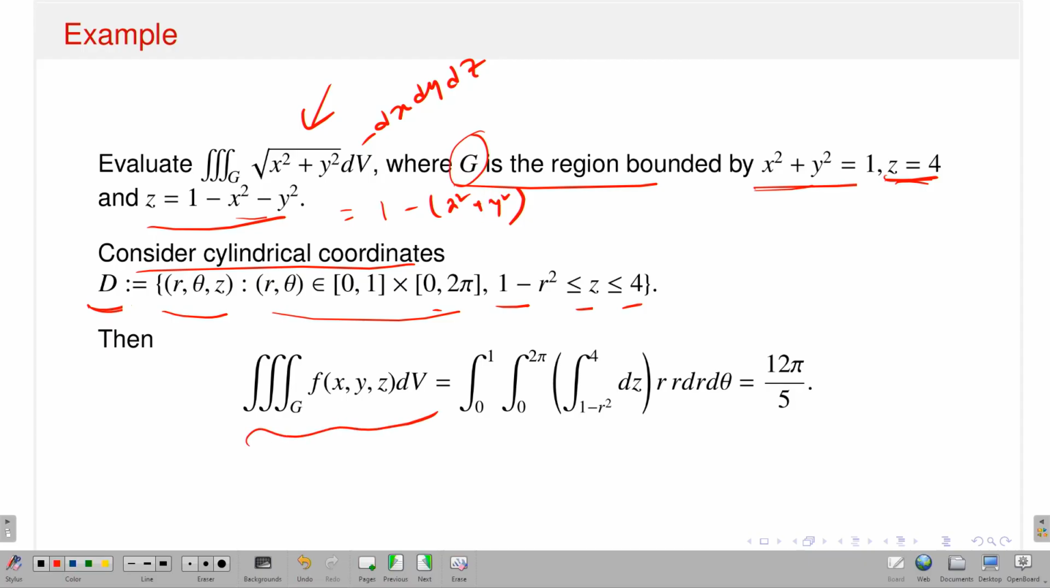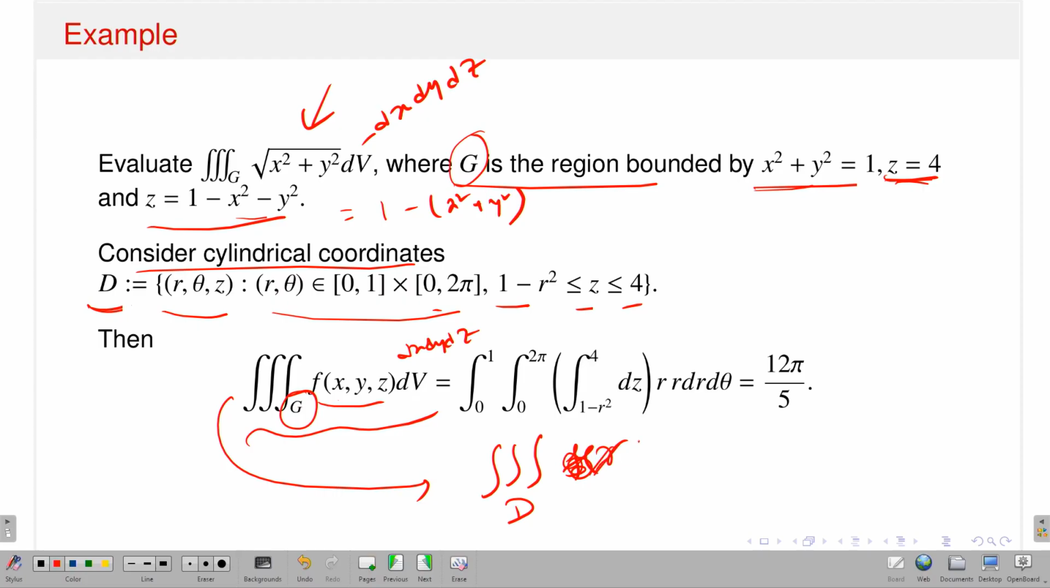So therefore the corresponding triple integral of my function f(x, y, z) dx dy dz, that means in the Cartesian coordinate system over G, is the same as the triple integration over D of f(r, theta, z). Now, if I replace x, y, z by r, theta, z, then what will happen? This is nothing but the square root of r square cosine square theta plus r square sine square theta, that means it will actually give you r, that is it.